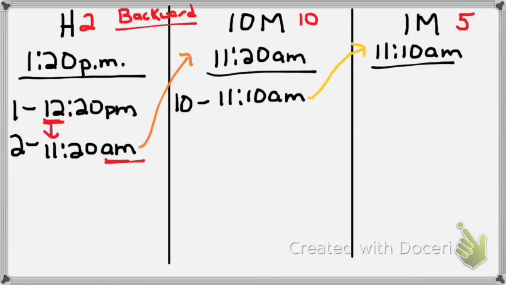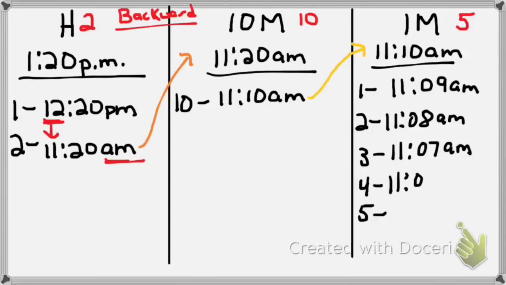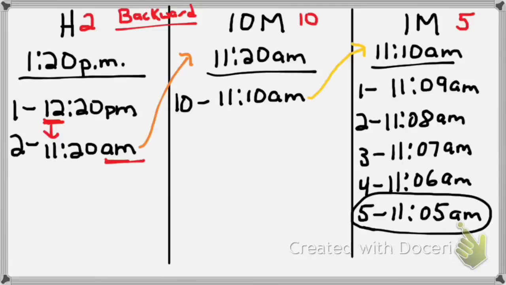And underline it, and I have to count backwards for 5 minutes. 1, 2, 3, 4, 5. Okay, so what's 1 minute less than 11:10 a.m.? 11:09 a.m. 1 minute less than that would be 11:08 a.m. 1 minute before that is 11:07 a.m. 1 minute before that would be 11:06 a.m. And 1 minute before that would be 11:05 a.m. So when I count backward, I find out that she started at 11:05 a.m.